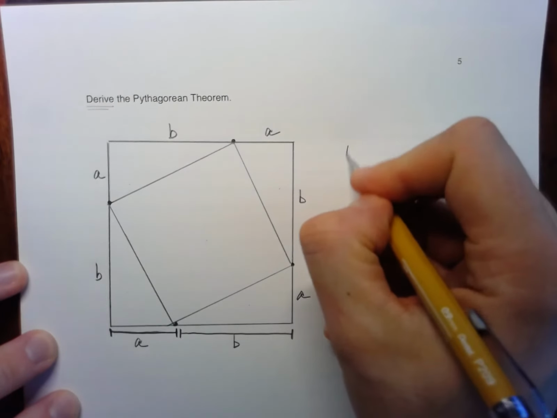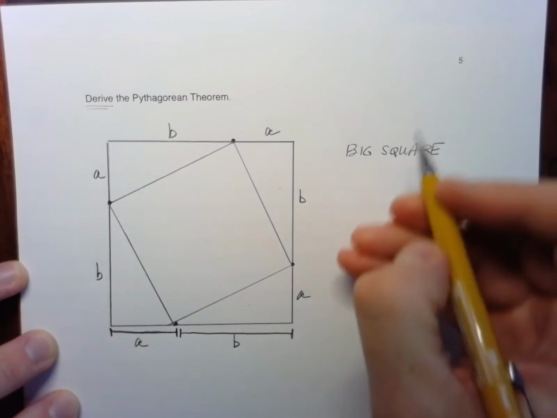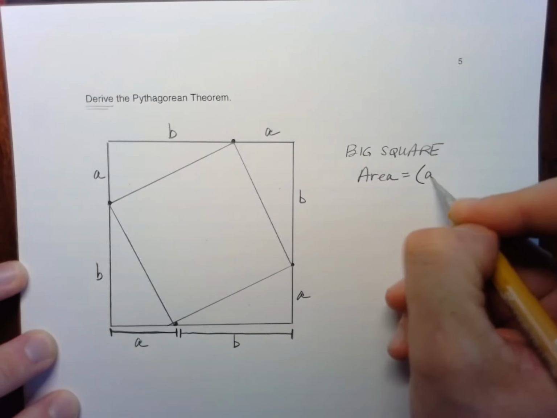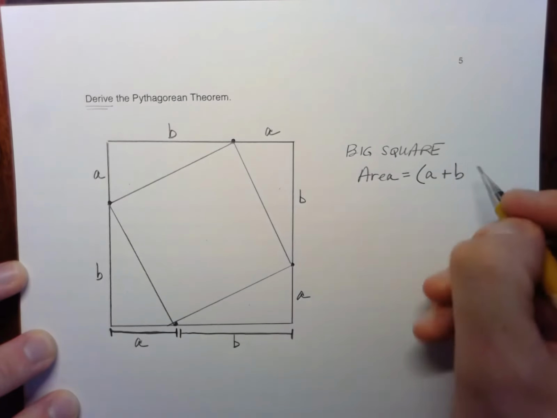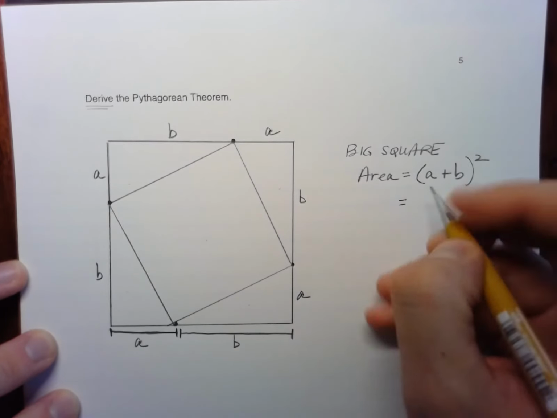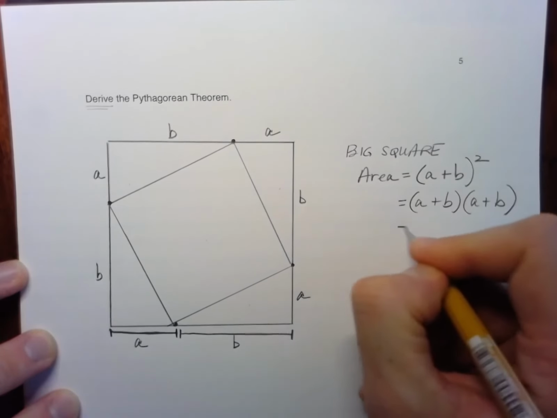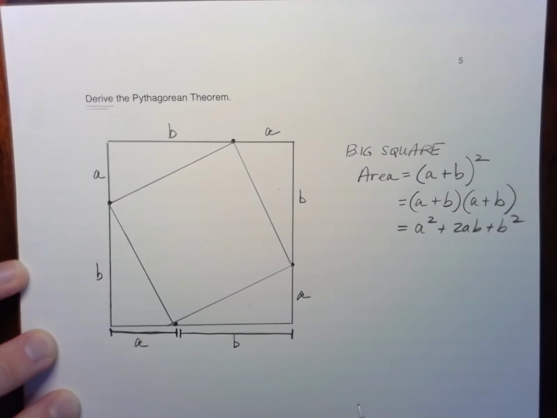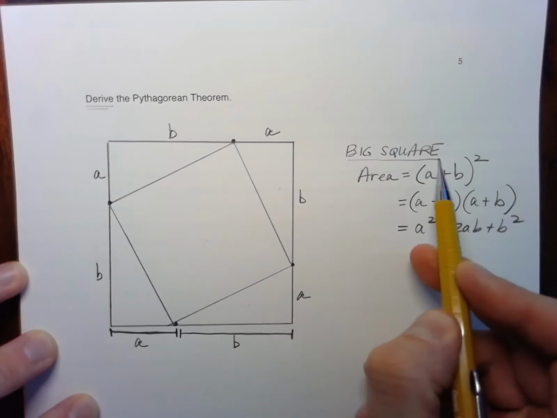So the big square area is A plus B, which is this whole length of this side, A plus B squared. Okay? So, using our algebra skills, we know we have to expand this, and we can FOIL and get that. And so that's the area of the big square, okay?